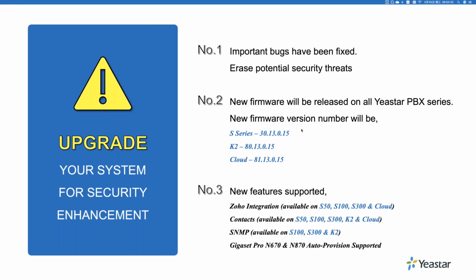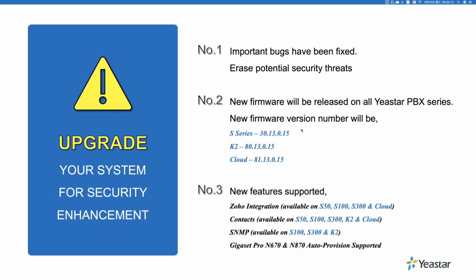Okay, so like I said, for this time, we got this new firmware. It is going to be available on all of our Yeastar platforms. It's not just for the S Series PBX or Cloud PBX. Actually, we're going to have the new firmware for the S Series PBX, the K2 system, and our Cloud PBX. So you will have the new firmware on your S Series PBX, which is version 30.13.0.15. And on your K2 system, you're going to have the version 80.13.0.15. On the Cloud PBX, you guys will have the new firmware, which is 81.13.0.15. Okay, so this is a brief introduction about it.